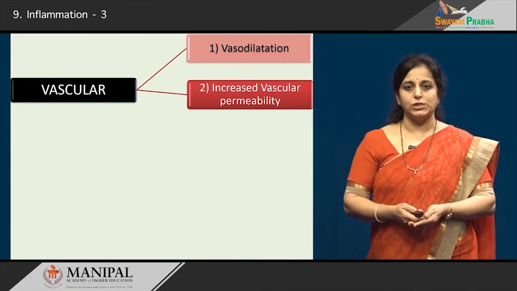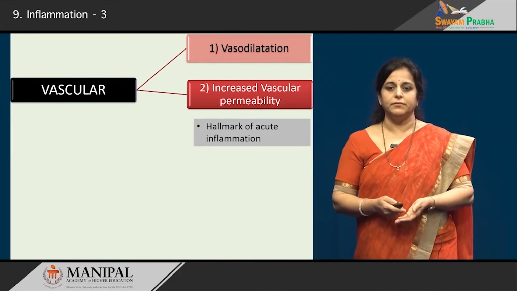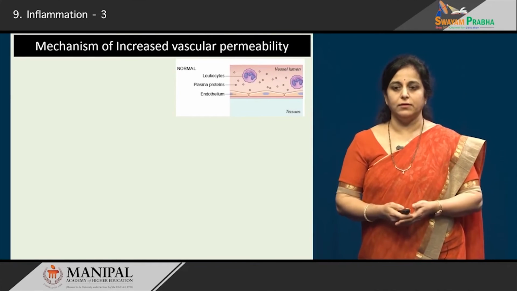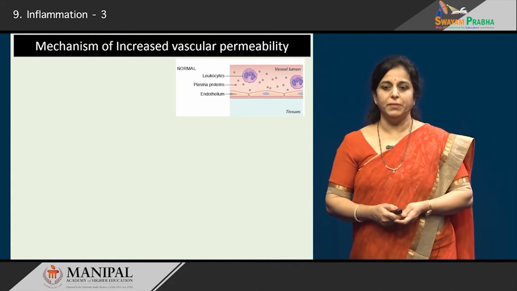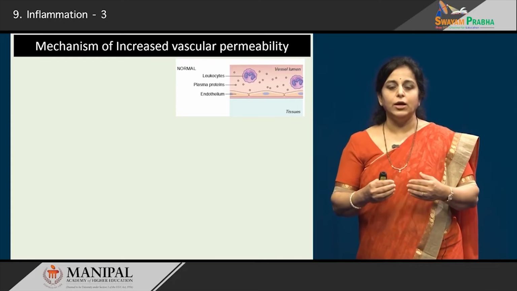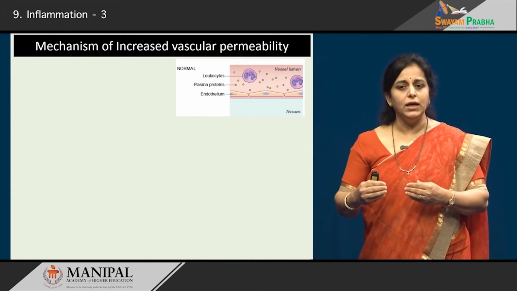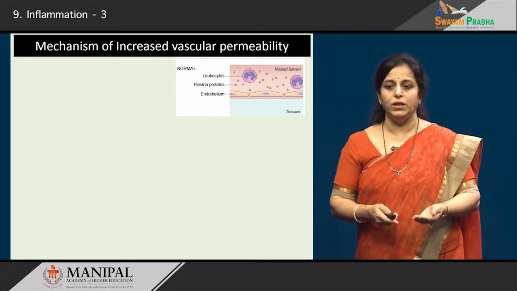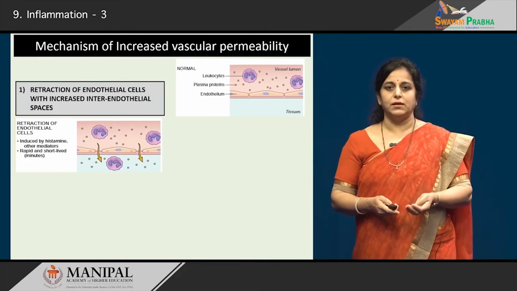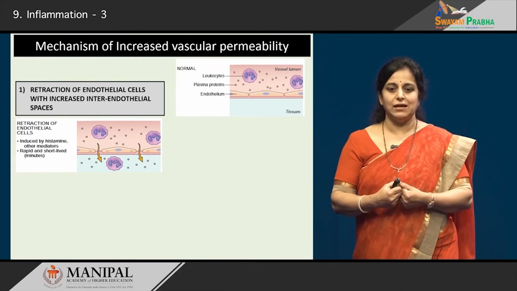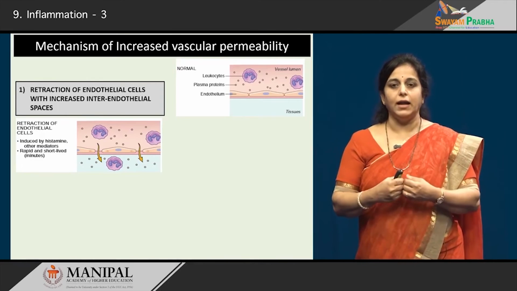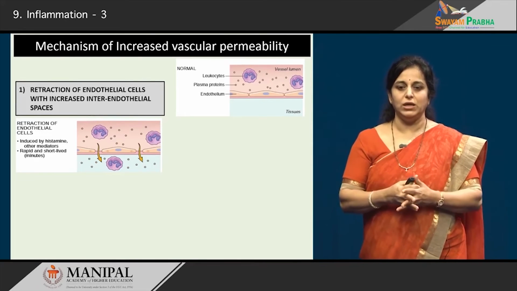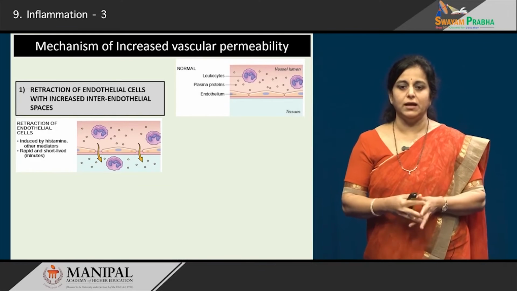The second feature that occurs in vascular events is increased vascular permeability. This is the hallmark of acute inflammation. Why does increased vascular permeability occur? What is the mechanism behind it? You can see in the normal blood vessels, the endothelial cells are closely opposed to each other without any gaps between them. Whereas at the site of inflammation, you see increased gaps between the endothelial cells. What causes these gaps? This occurs because of the retraction of the endothelial cells. This is brought about by the action of histamine and other chemicals that are released at the site of inflammation. So, in this picture you can see there is an increased gap between the endothelial cells, which is because of the action of histamine and other chemicals.